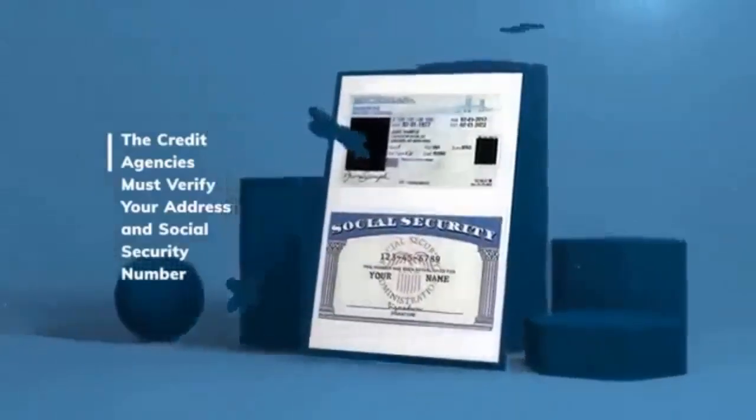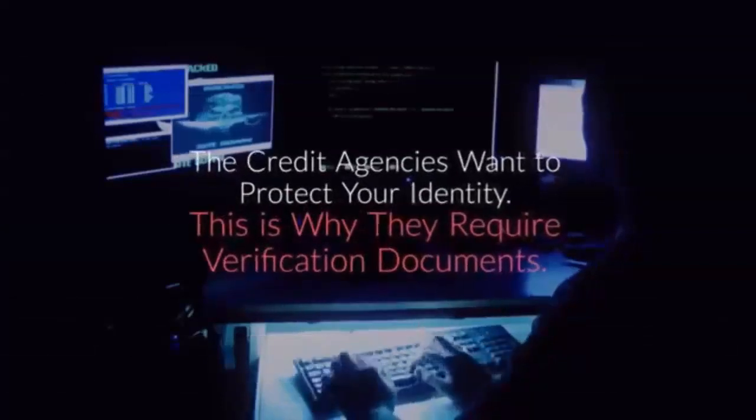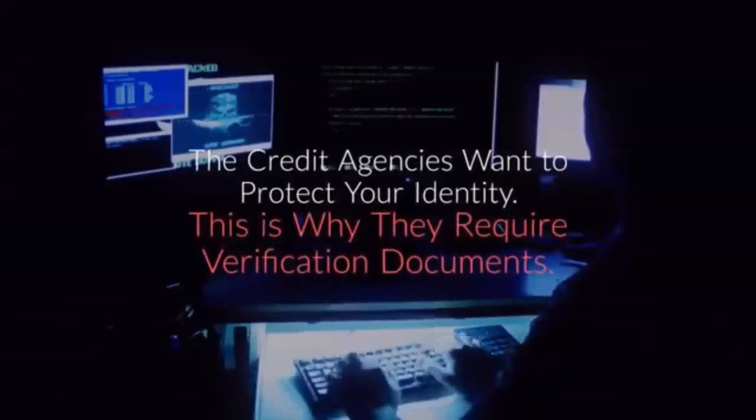Next, you'll need to create an identification document page to include along with the letters. For your protection, the credit bureaus require documents that provide verification of your social security number and current address. If they do not receive this verification along with your dispute letters, they will not begin investigating the accounts you are disputing.